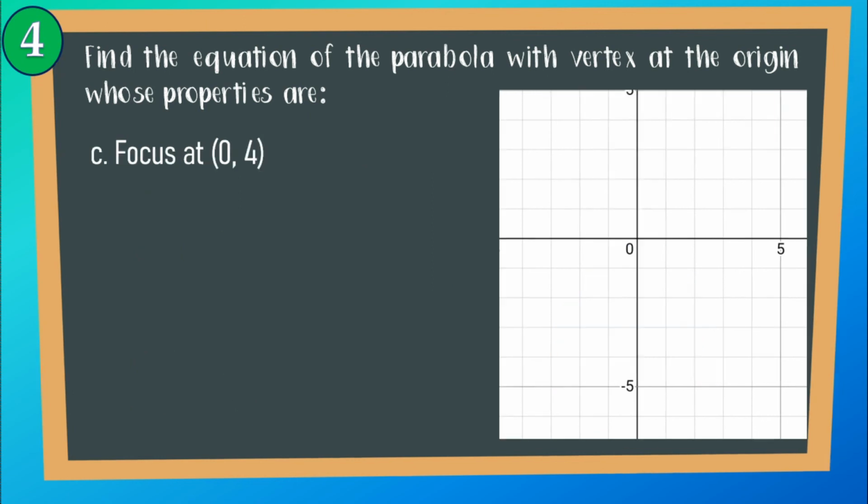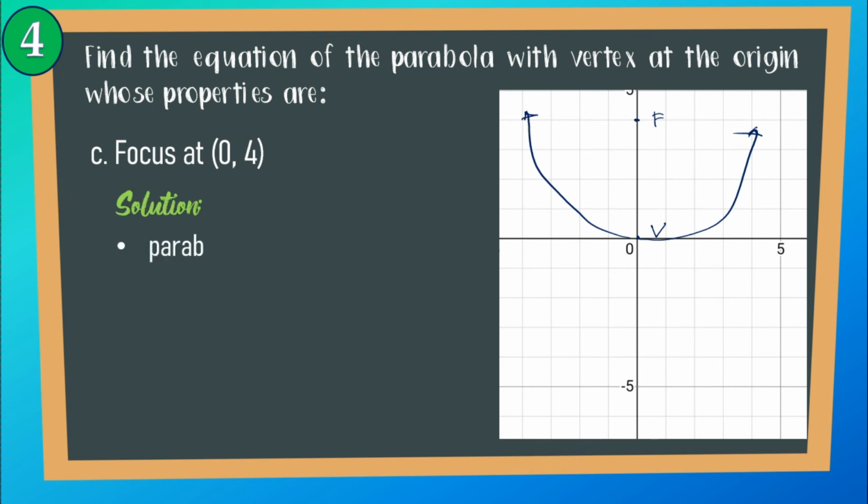Okay, let's have another. Find the equation of the parabola with vertex at the origin whose properties are focus at 0, 4. So meaning to say, here is the vertex, tapos yung focus naman niya is at 0, 4. So ibig sabihin, pag ito yung focus, pag ito yung vertex niya, yung graph natin is opens upward, right? Okay, so it is not the graph, just representation lang. So just analyze lang natin yung problem.